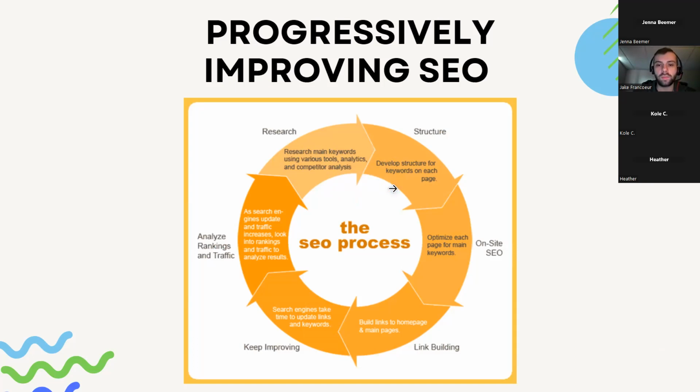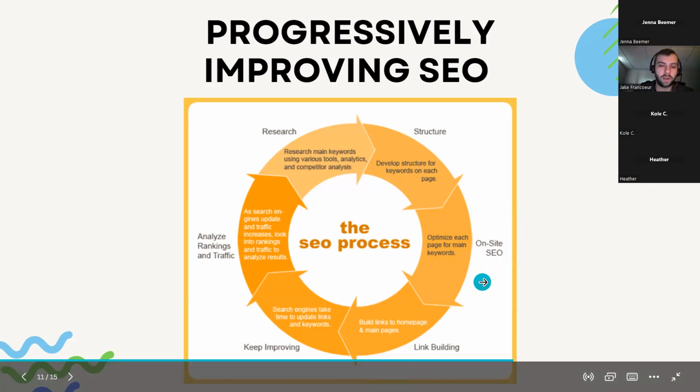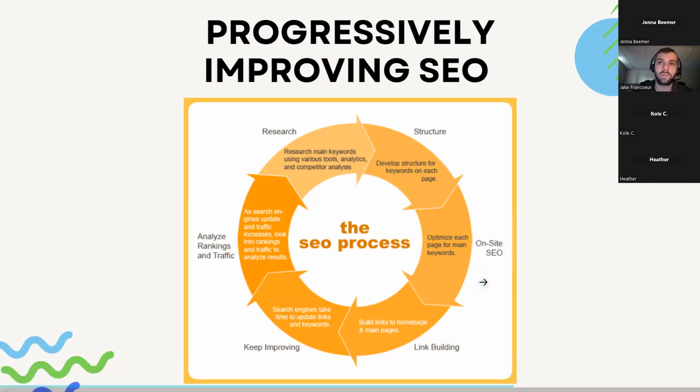Structure: develop structure for keywords on each page. So find the right spot for them. Put the harder ones in the footer, put the more front-facing ones in the URL, and then make sure that the copyright is cohesive, right? So optimize each page for main keywords. So on-site SEO. Link building: just trying to find appropriate places to index your hyperlinks and your information to link back to yourself.